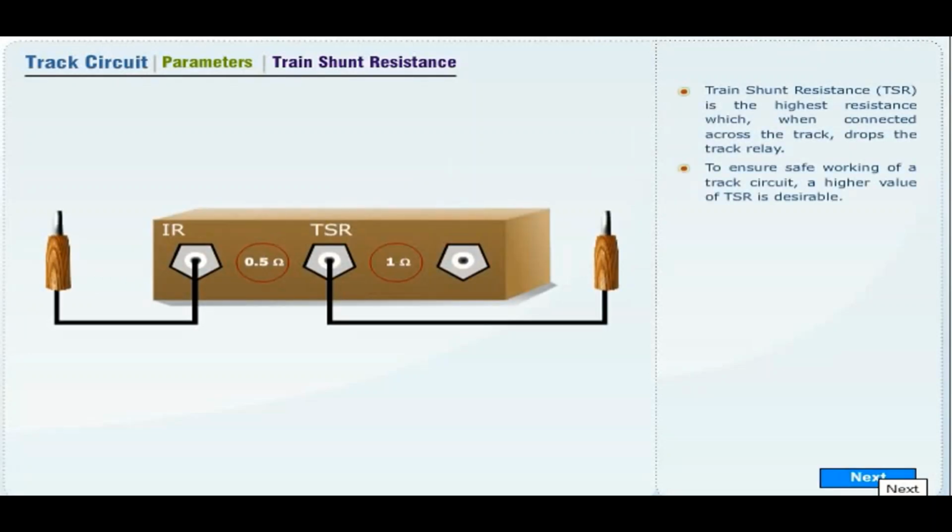Train shunt resistance. Train shunt resistance, or TSR, is the highest resistance which, when connected across the track, drops the track relay. To ensure safe working of a track circuit, a higher value of TSR is desirable.